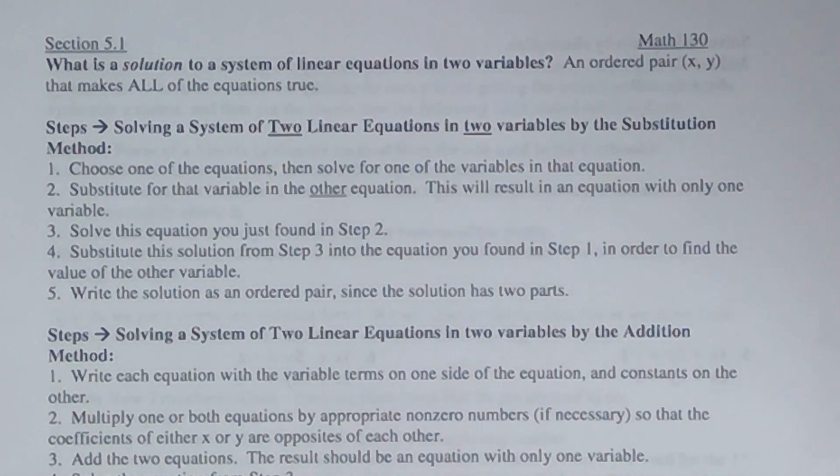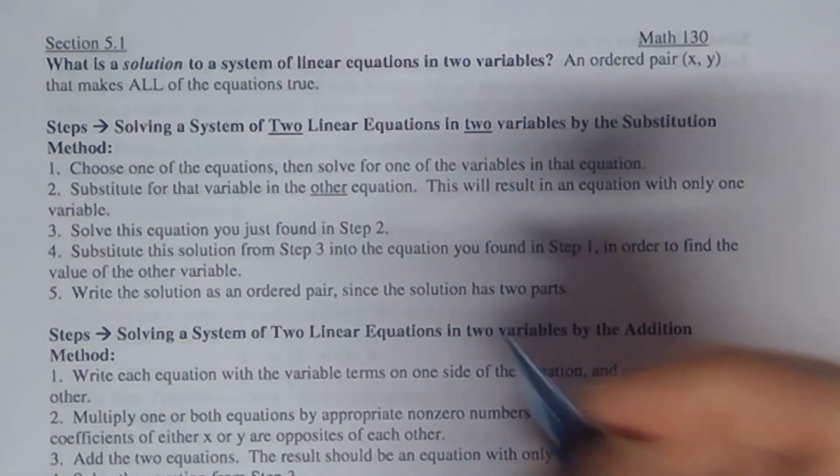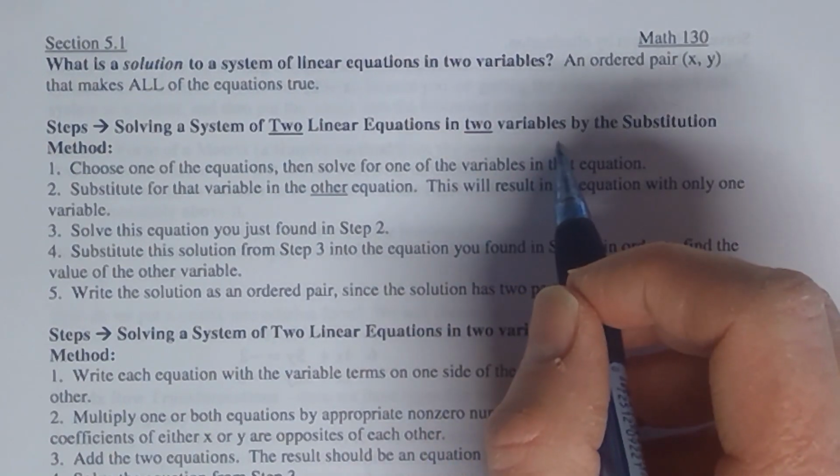We're starting chapter 5 right now, and in 5.1 and also in 5.2, we're going to be looking at not just equations, but systems of equations. So let's talk about what that means. We're going to start out with the most simple type of system, as we call it, and it is when you have two linear equations that both have two variables in them.